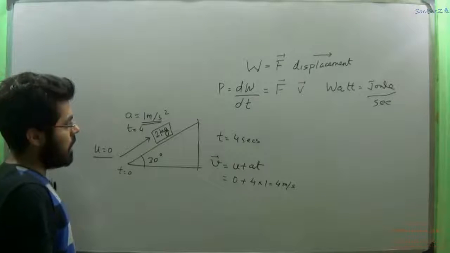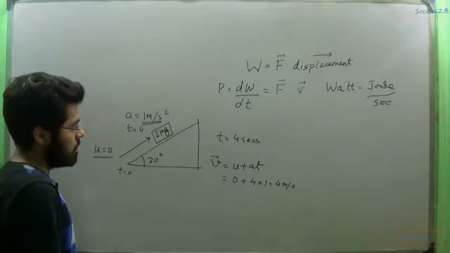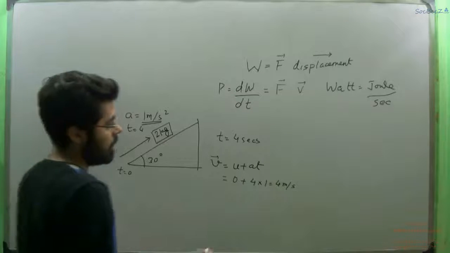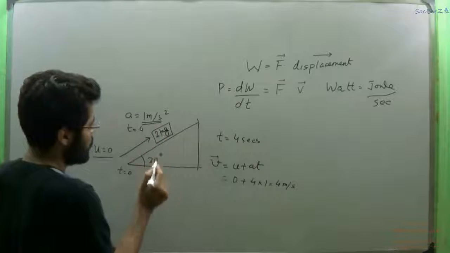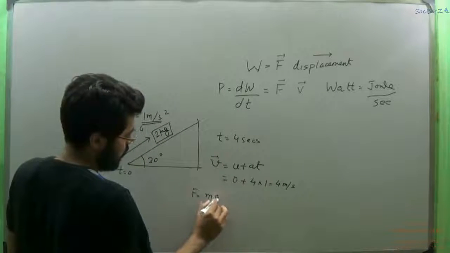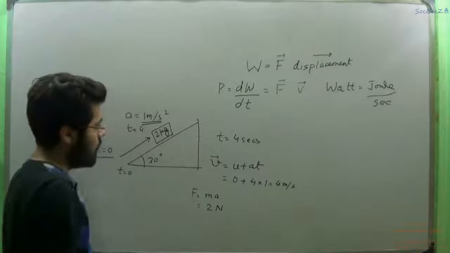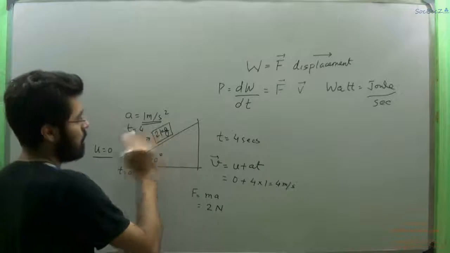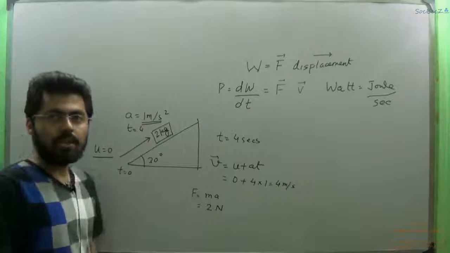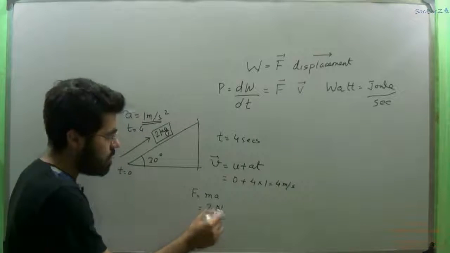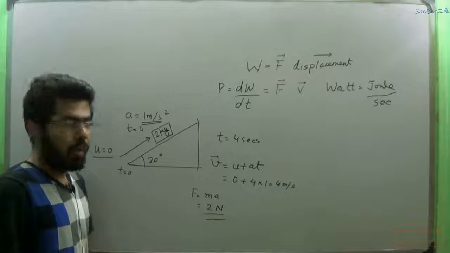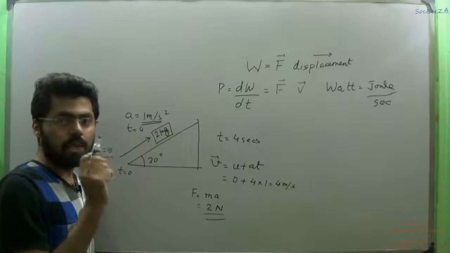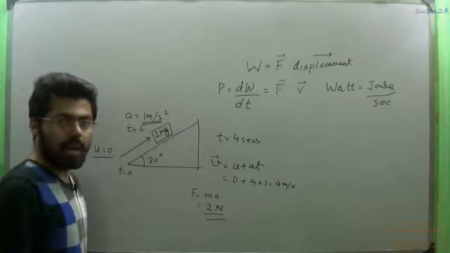Now we have been asked what is the power being supplied. So for that we need to find out the force, and that's again pretty simple. Since acceleration is already 1, mass is 2 kg, so force is m into a, means 2 Newton. So 2 Newton of force is acting on the block. But the catch here is that we have been asked to find the power of the machine which is driving this 2 kg block in the upward direction.